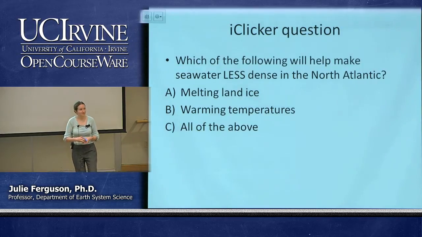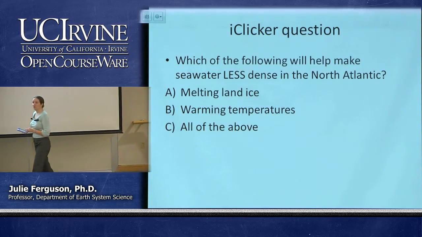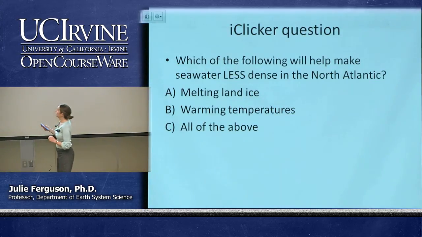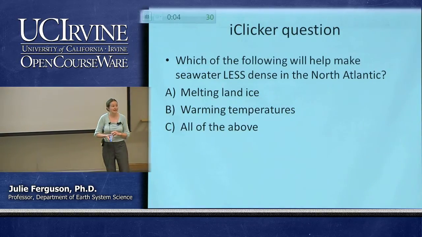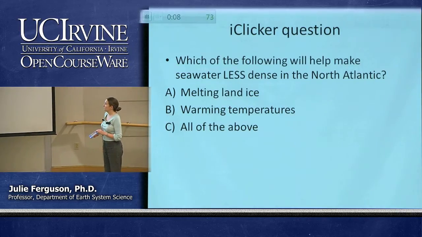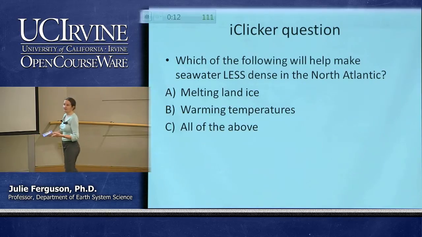So which of these things that is happening today do you think might cause that thermohaline circulation to slow down or stop? Remember, it's density driven. We want nice dense water to sink in the North Atlantic. So what could make seawater less dense and so prevent this sinking?